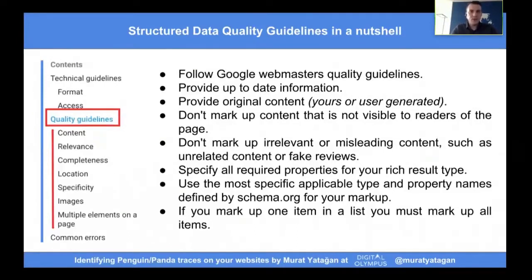That means either your content or user-generated content needs to be original and authentic, not fake reviews. And you cannot mark up content that is not visible to users on the page when they land on it. If you only marked up your content using structured data and schema markups, but never used it in the HTML, so it's not visible to users, that is a violation of the guidelines as well. Similar to that, if you mark up your content with irrelevant or misleading content, like unrelated content or fake reviews, that's also a violation of the guidelines. So you have to specify all required properties for your rich result type.